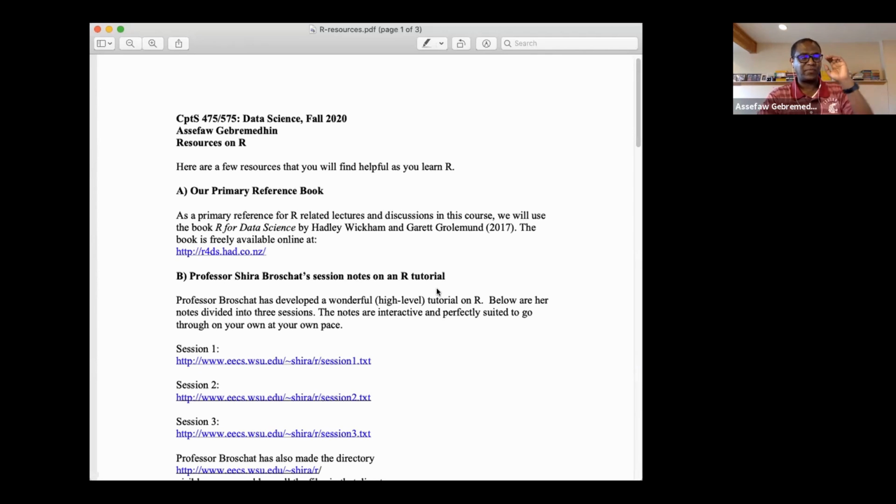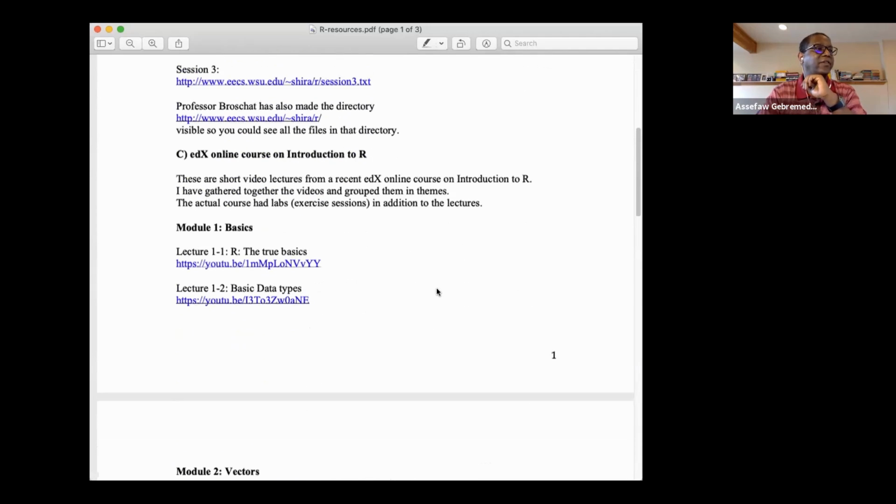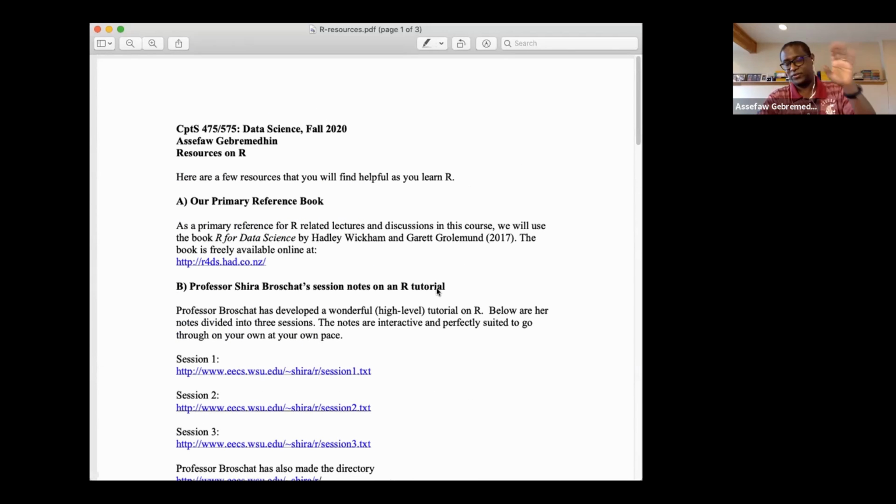So I have 3 groups. The first one is a reference to a book. This is a book written by Hadley Wickham and a co-author, and it is called R for Data Science, and it is completely available online. There are a few chapters from that book that we will be using, especially for the exploratory data analysis and data wrangling part. And so that is one of the resources I would like you to have.